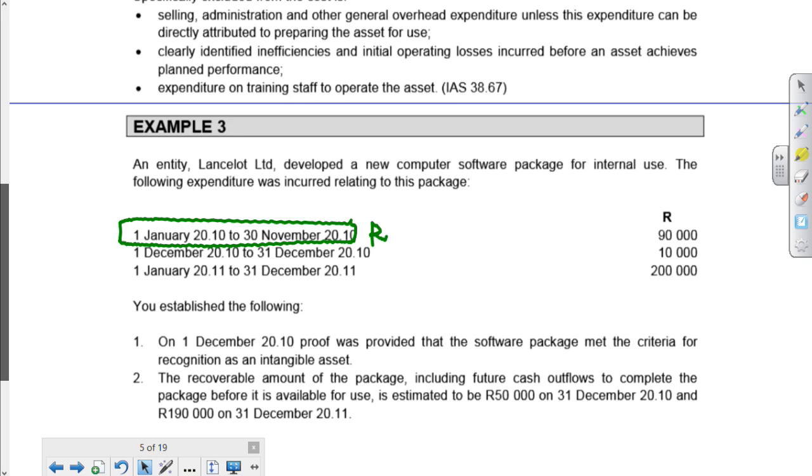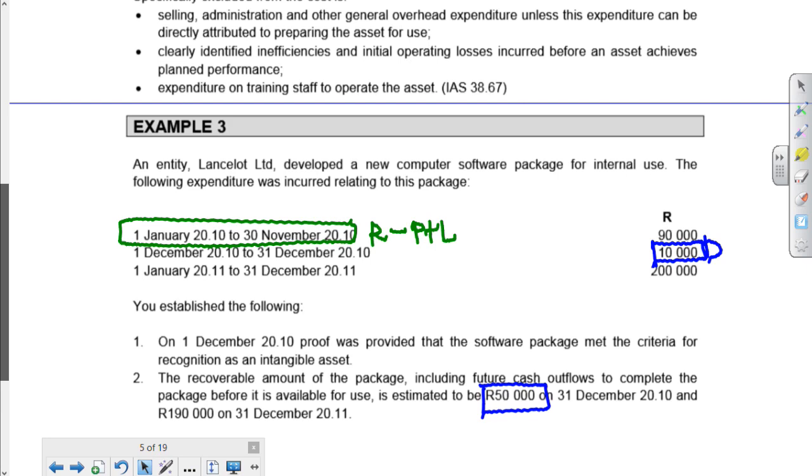The recoverable amount of the package, including future cash flows to complete before it's available for use, is estimated to be $50,000 on 31 December 2010. At 31 December 2010, this was the development number, 10,000. At that year end, that would be the number sitting in intangibles, and 90,000 would be expensed to P&L. They say to you that the recoverable amount at that date is 50. I'm not impaired. Do you agree? I'm good.